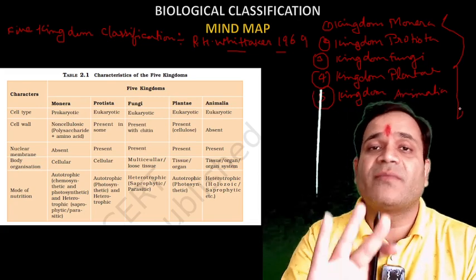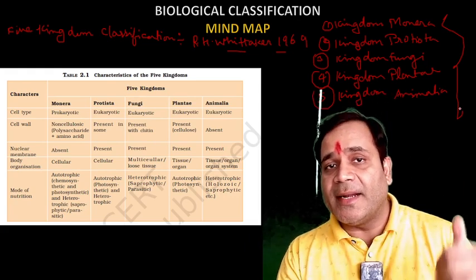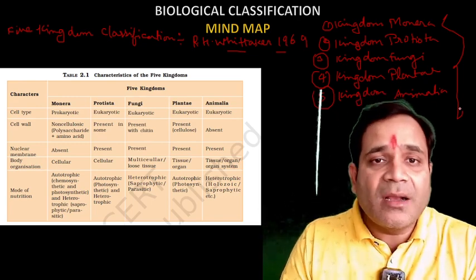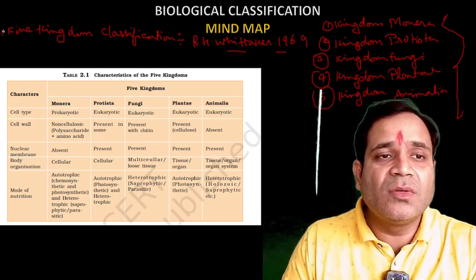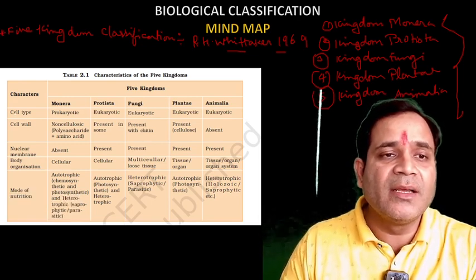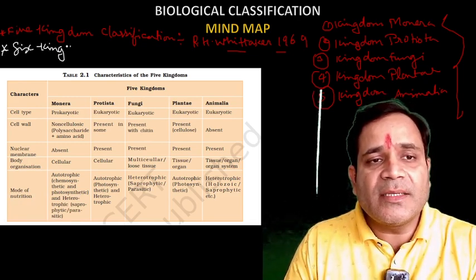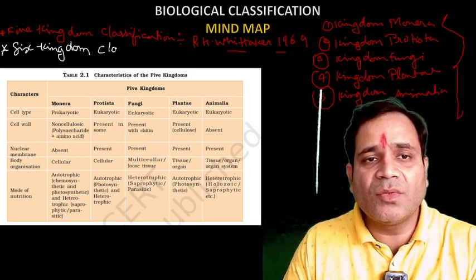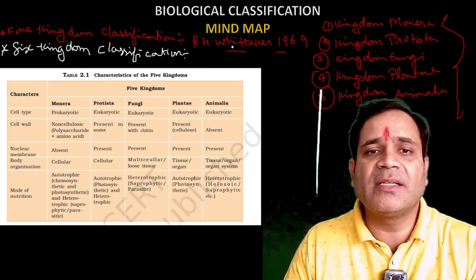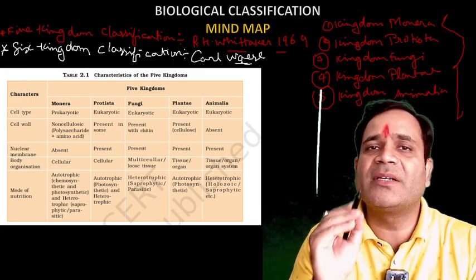Further, my dear, this five kingdom classification was further divided into another classification, that is the six kingdom classification, and this six kingdom classification was given by the scientist Carl Woese. So I'm writing it here also. Do you know the name of the scientist who gave the six kingdom classification? Yes, that is Carl Woese.